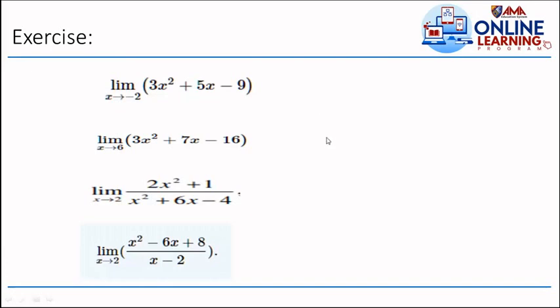Next, for the third one, 2x squared plus 1 all over x squared plus 6x minus 4. The answer is 3/4. So that's correct for you. So, 2 squared is 4, times 2 is 8, plus 1, we have 9. 2 squared is 4, plus 6 times 2 is 12, is 16. Minus 4 is 12. So your answer here is 9 over 12. If we reduce that to lowest terms, we have 3 over 4.